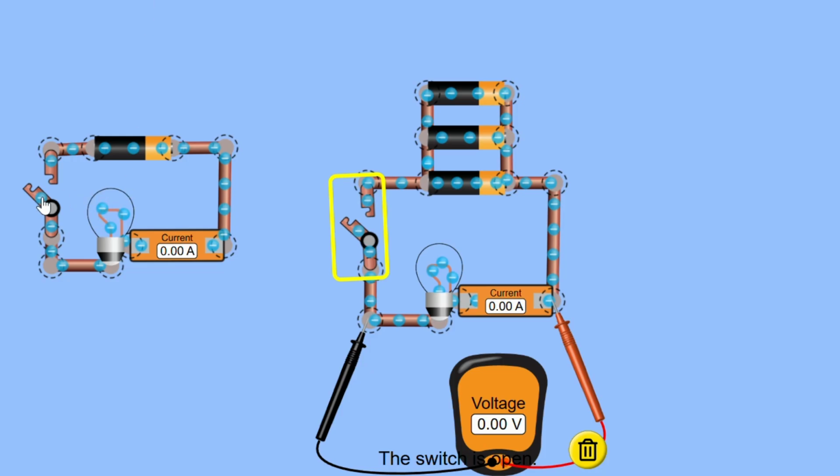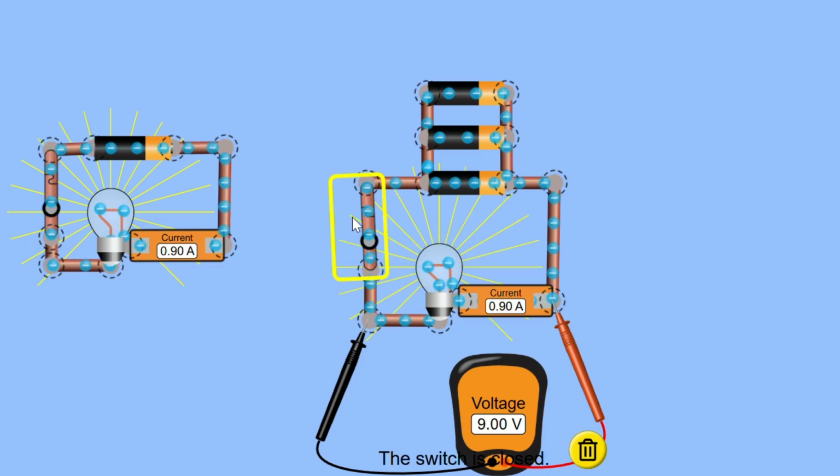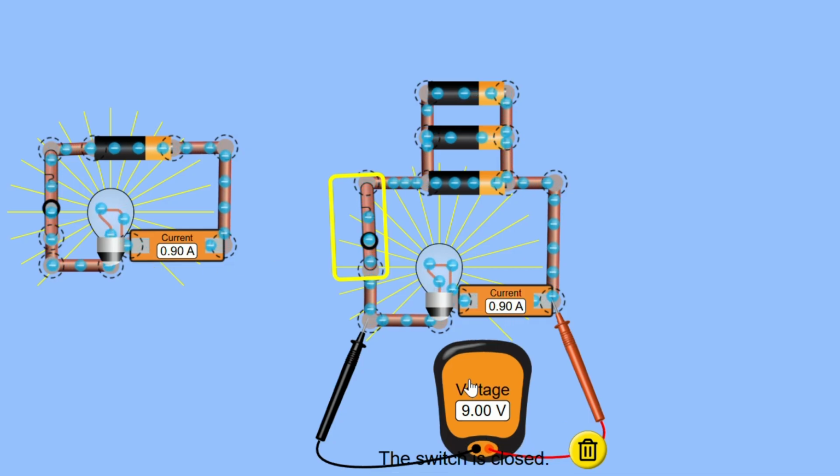Now, we want to contrast that with connecting things in parallel. If I have 3 cells in parallel, the bulb doesn't get brighter, the current doesn't get more, it stays the same, and the voltage stays the same.